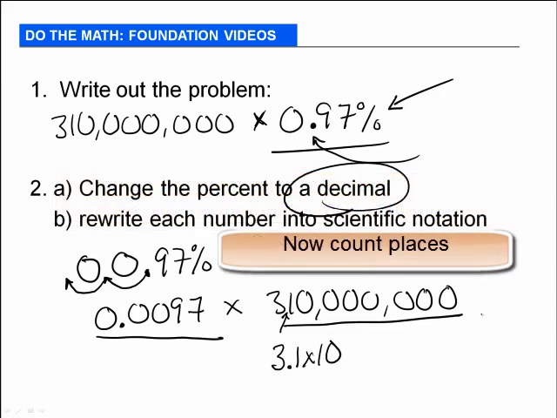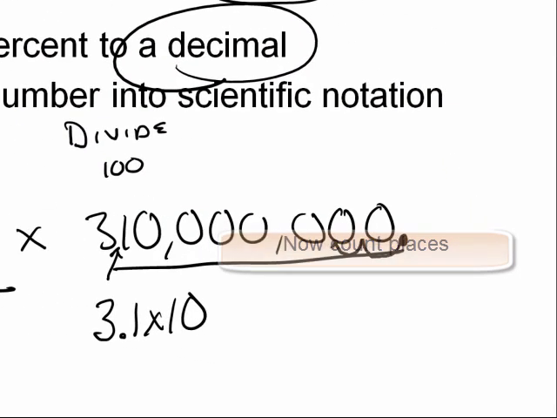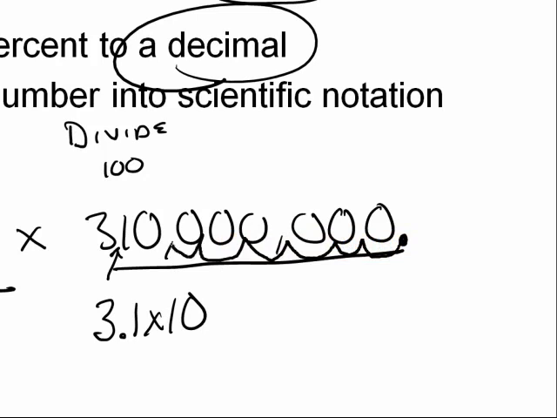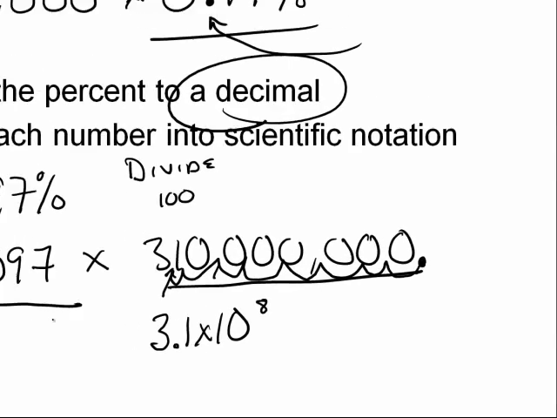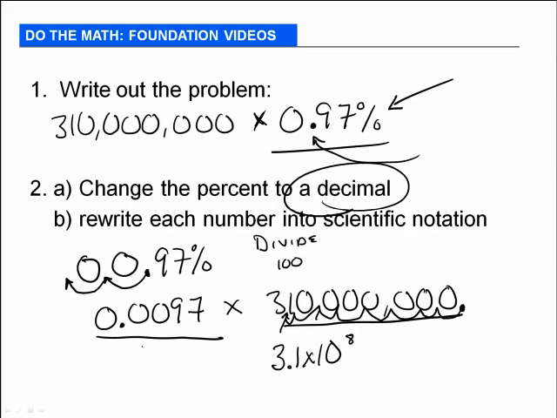Now you have to figure out how many places it's moved over. It's not how many zeros. It's very confusing. The decimal's here at the end, right? And you go 1, 2, 3, 4, 5, 6, 7, 8. So that is 3.1 times 10 to the 8th. Okay, that's the number of people there are in the United States.